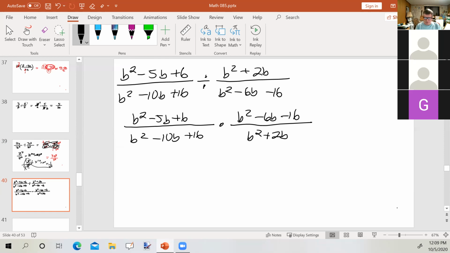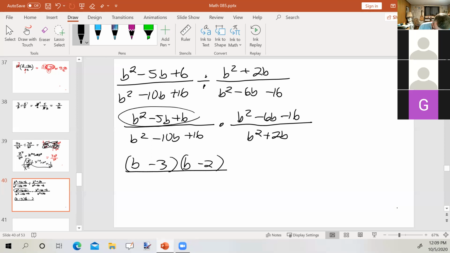And I've got to make sure my 6's and b's don't get confused. So factoring this, I get b and b, and minus 3 and minus 2, product is 6, sum is negative 5. Factoring this, I get b and b, minus 8 and minus 2, product is 16, sum is negative 10.